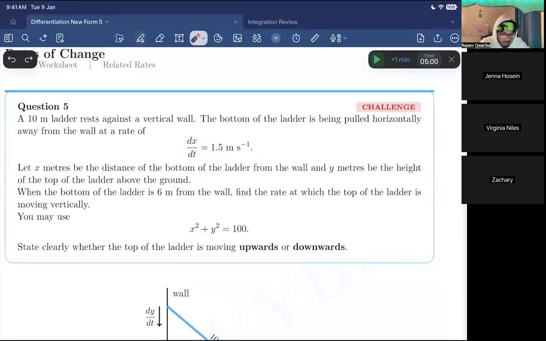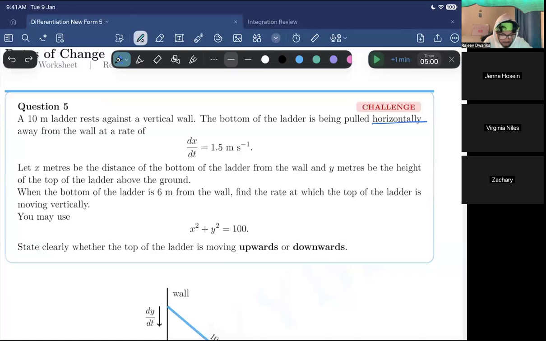So let me just put some labels. They're saying horizontally away. So x represents what? Do you think x represents horizontal distance or vertical distance? Horizontal distance, sir. Good. Keep going.